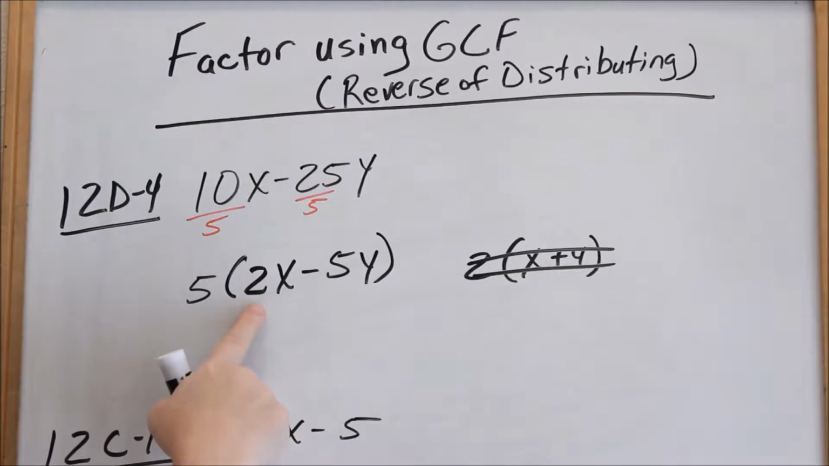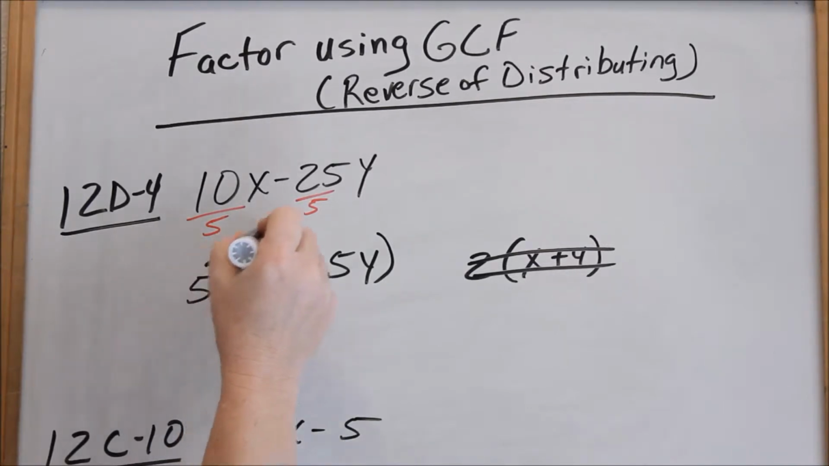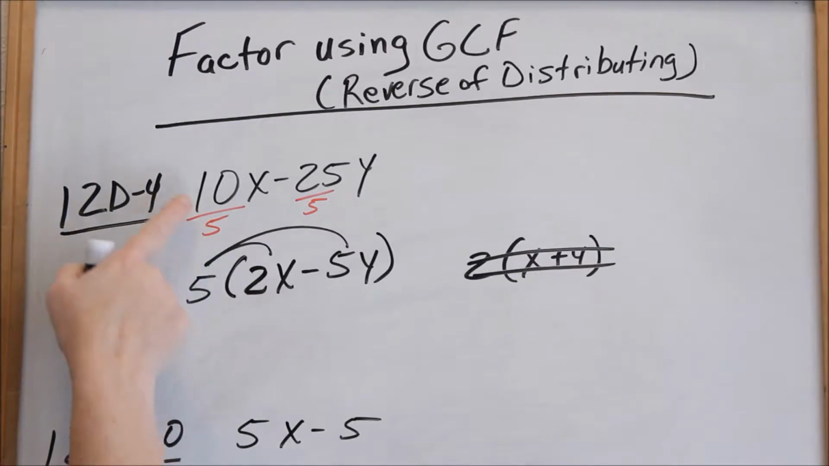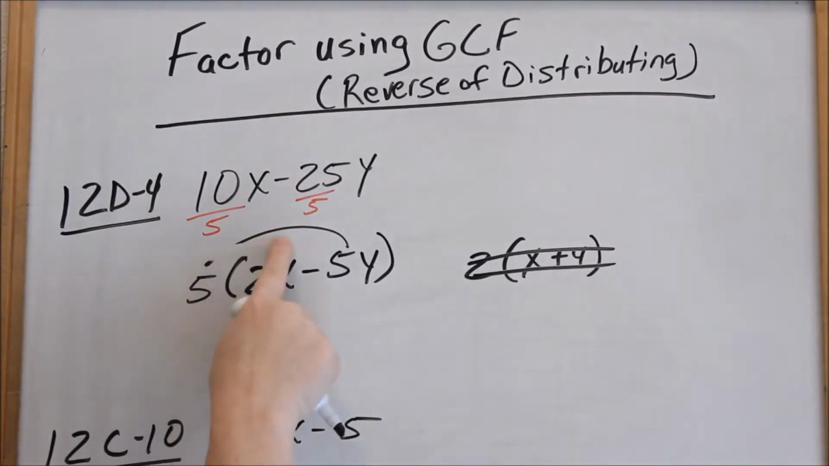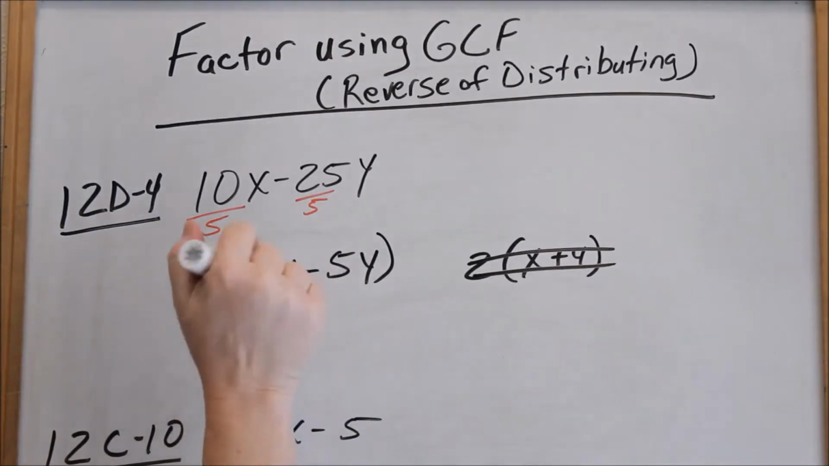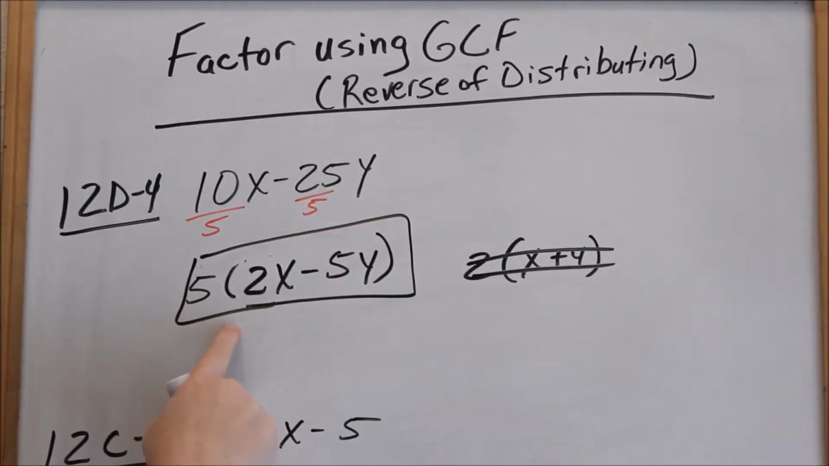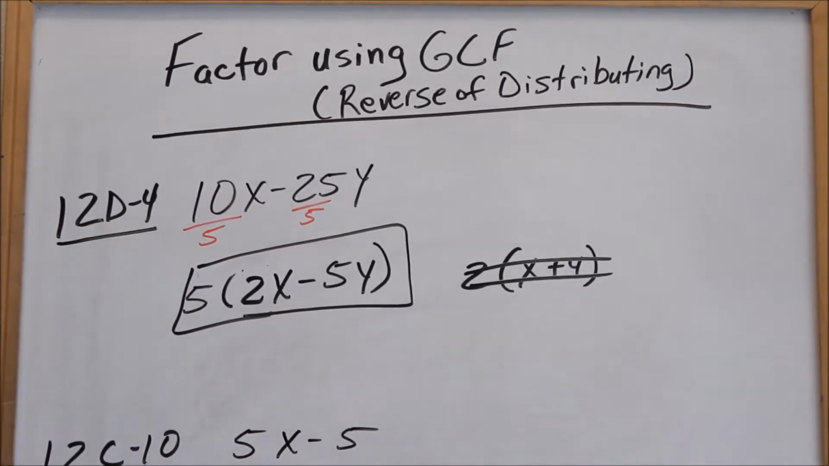So, do you see how this is the reverse of distributing, because now this looks like a distributing problem. If you were to go back and distribute this, you should get what you started with up here. 5 times 2, 10x. 5 times a negative 5y, negative 25y. So you can always go backwards and check yourself to make sure you factored right. But this is the factored answer once we pull a 5 or divide a 5 out of each term.